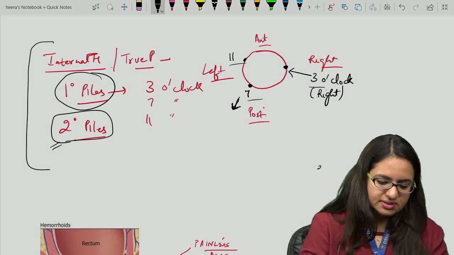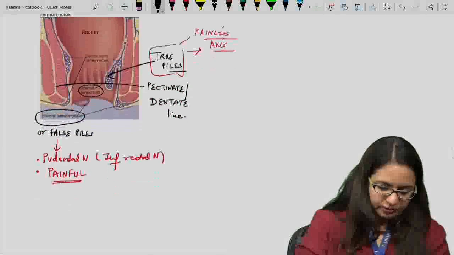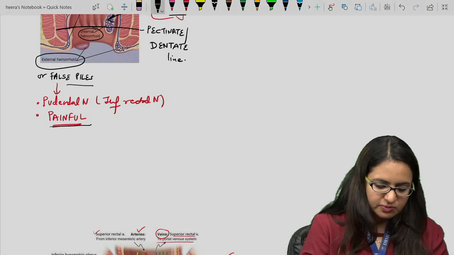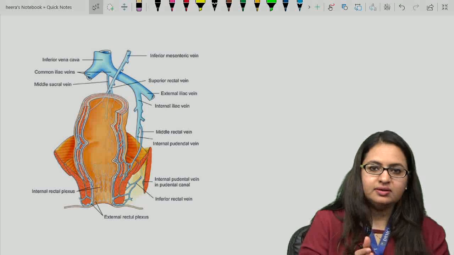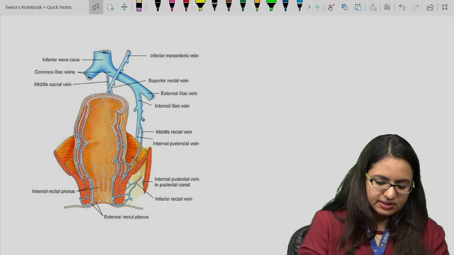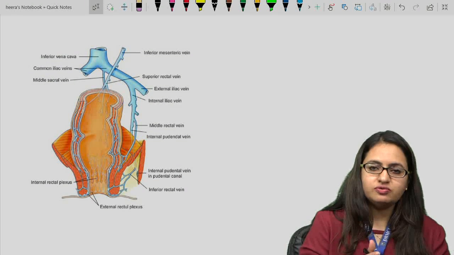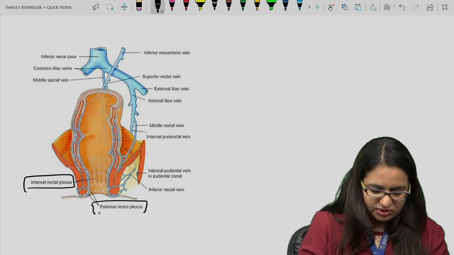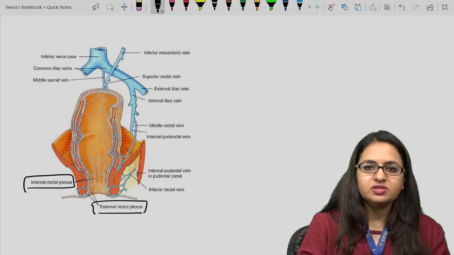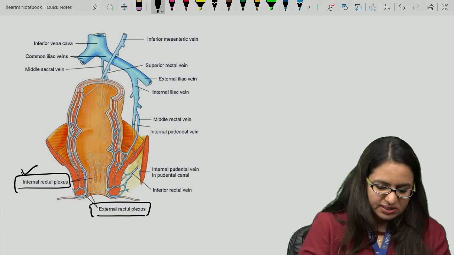And as we have already discussed, these are painless and they bleed profusely if there is straining during defecation. The external hemorrhoids or the false piles are extremely painful. Now, if we talk about the veins which drain this area and whose dilatation causes these hemorrhoids, we have the main venous plexus, the internal rectal venous plexus, which is submucosal in position. Apart from this, we also have the external rectal venous plexus, which is present outside the muscular coat of the rectum. The internal rectal plexus is mainly drained by the superior rectal vein.